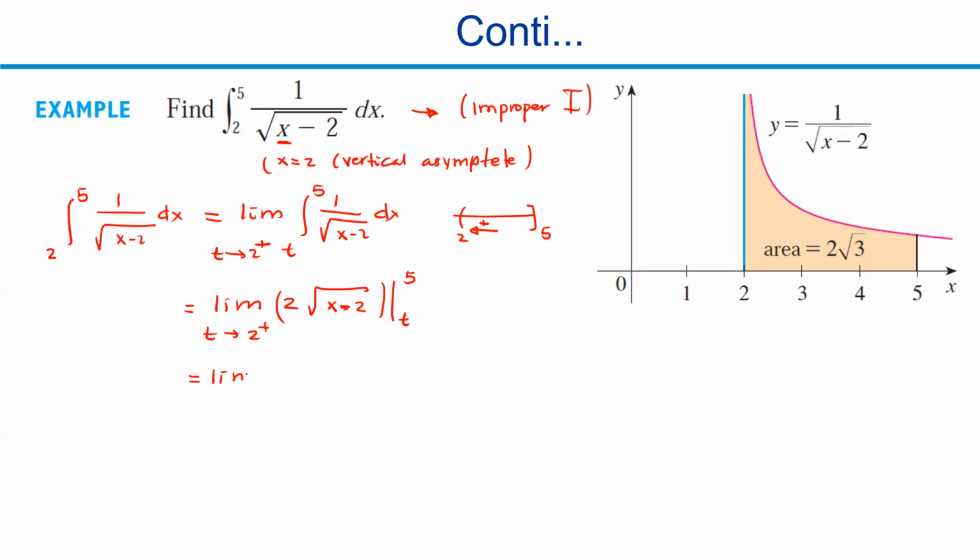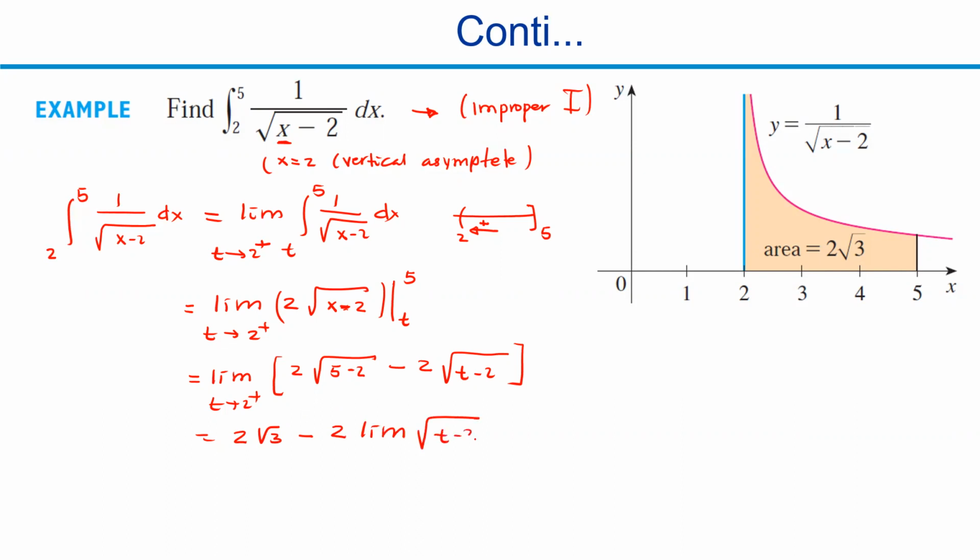Then let's substitute 5 and t. So here we have 2 times the square root of 5 minus 2, minus 2 times the square root of t minus 2 as t goes to 2 from the right. So 5 minus 2 is 3, and this will be 2 root 3 minus 2 times the limit of the square root of t minus 2, t goes to 2 from the right.